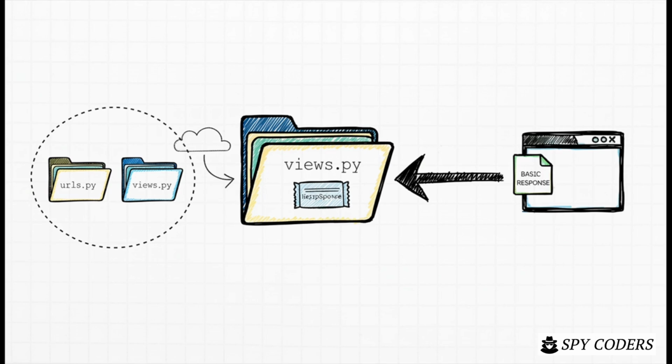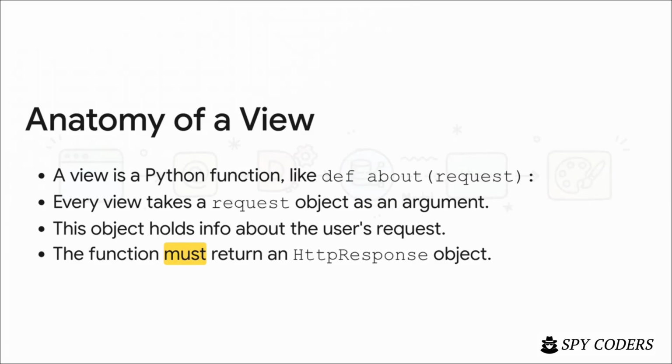And the very first thing we need inside of it is this import. HttpResponse is a really simple tool that lets us send a basic response, like just plain text, back to the browser. At its core, a Django view is just a Python function. It's really that simple. You just define a function, and it always has to take at least one argument, which by convention is always called request. You can think of this request object as a little bundle of information about the incoming request. And there's one golden rule. A view function must always return a response.